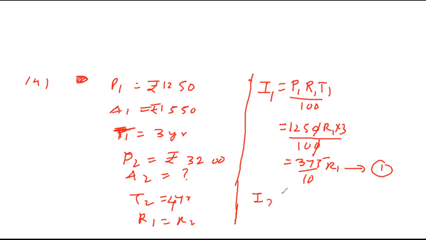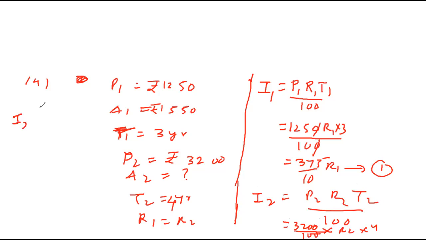Now I2 will be P2 R2 T2 upon 100. What is P2? 3200. R2 I don't know. T2 is 4, whole upon 100. Two zeros will get cancelled. So we'll get I2 equals 3200, two zeros I have cancelled, 4 2s are 8, 4 3s are 12 into R2. Therefore, I2 is 12 R1 because both are the same.